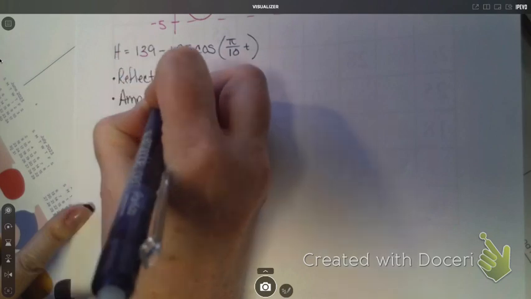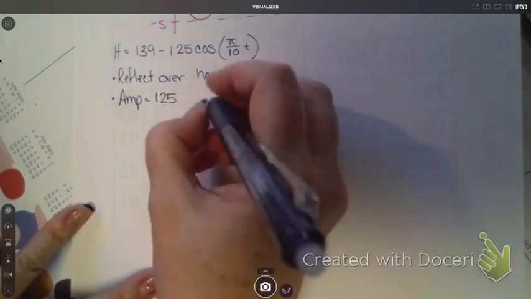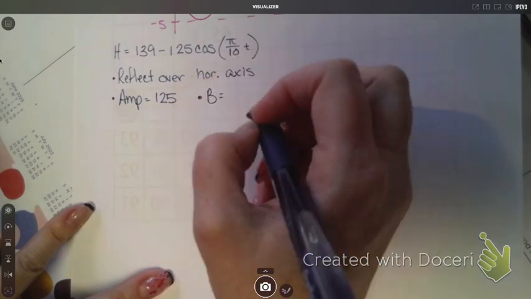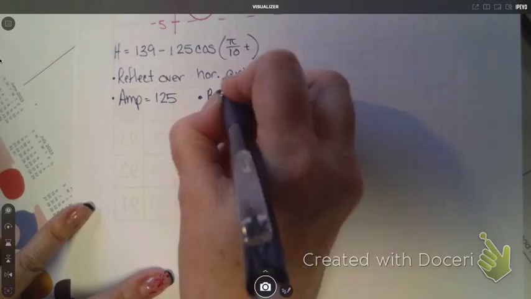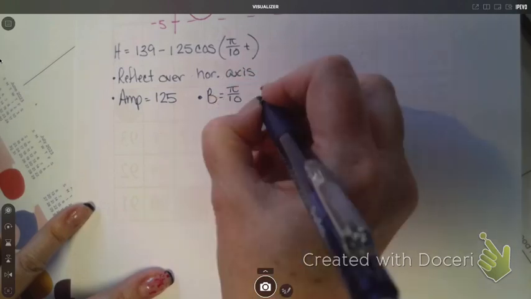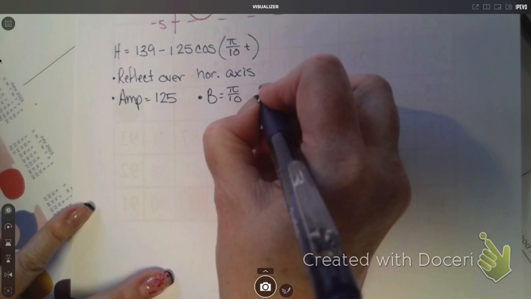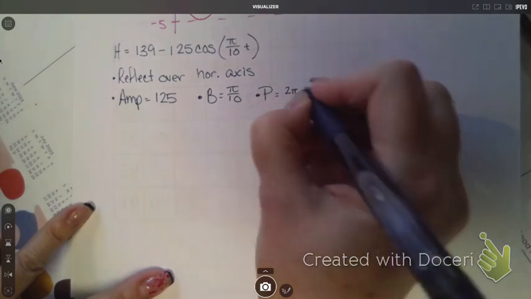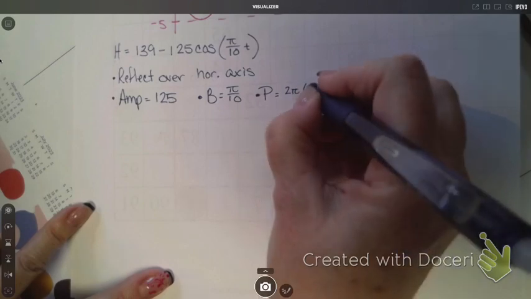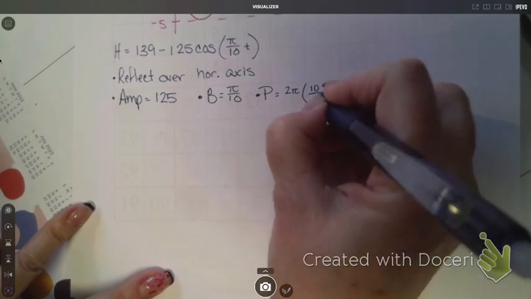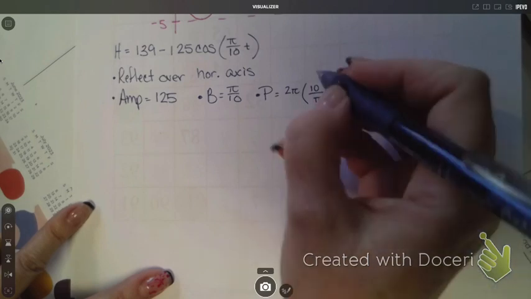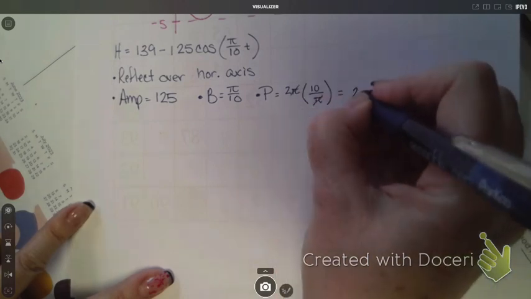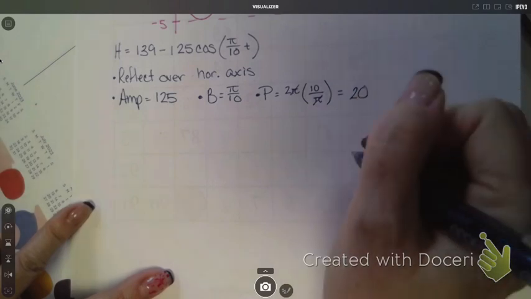Never make it negative. B, pi over 10. P, 2 divided by pi over 10, or multiplied by 10 over pi. You know that you did this wrong when you get pi squared, guys. Can you get pi squared as a period? No.